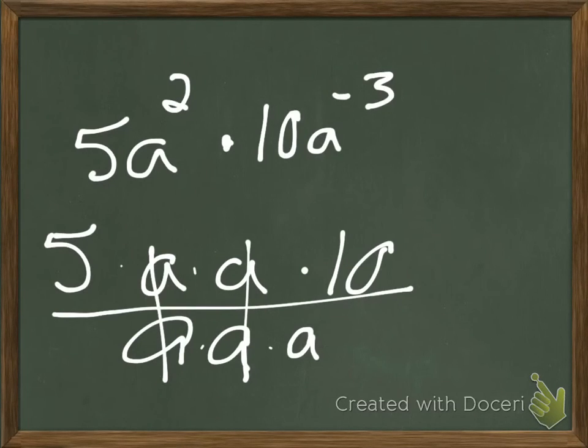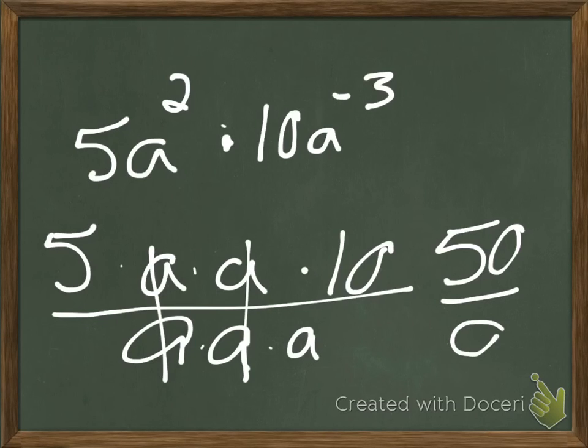So what do I do with this 5 and 10 up top? I multiply them, right? 5 times 10 is 50. So I've got 50. Do I have any A's left up top? No. Do I have any A's left on the bottom? Yeah, 1. I got 1 left, so do I put it on the bottom underneath 50, or do I just put it next to 50? Underneath it, right? Because it's on the bottom.